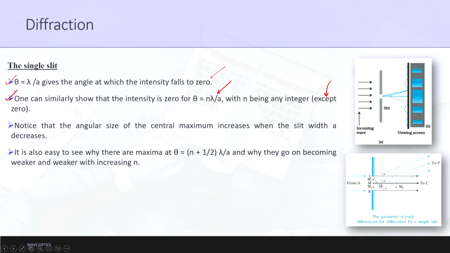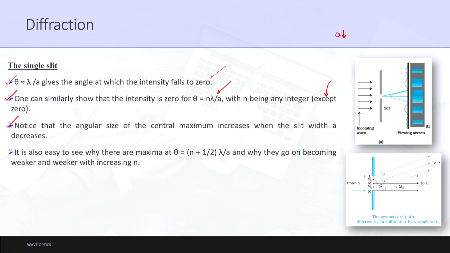Now notice that the angular size of the central maximum increases when the slit width a decreases. Quite evident. If the value of a is decreased, then the angular size increases. What do we mean by angular size here? Angular size is this one being talked about here: the angular size of the central maximum at this position increases when the slit width a decreases. So this is the complete case.